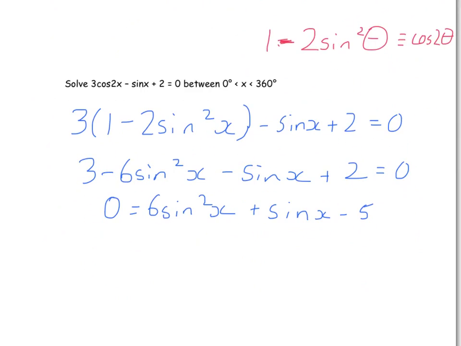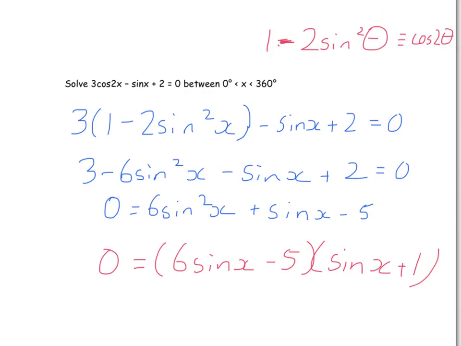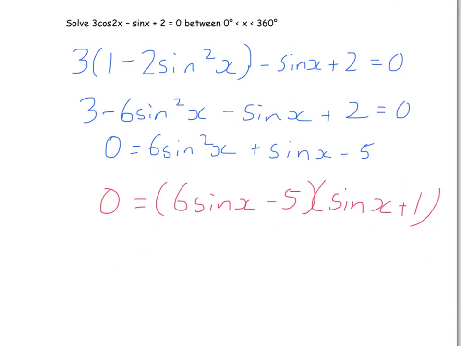Now at this stage you should be able to factorise this quite nicely to 0 equals 6 sine x minus 5 times sine x plus 1. And remember, the only way to get 0 when multiplying two numbers together is to have one of the brackets equal to 0. So we're going to set each bracket equal to 0. So from this bracket, where is sine x equal to minus 1? x is going to be at 270 degrees. Remember, we're working in degrees and not radians on this question.